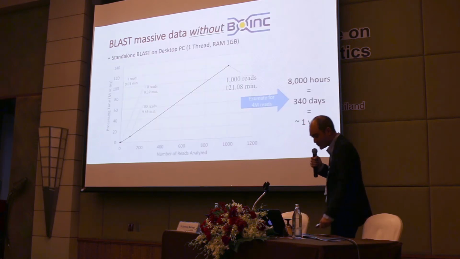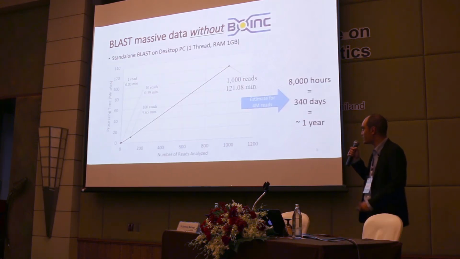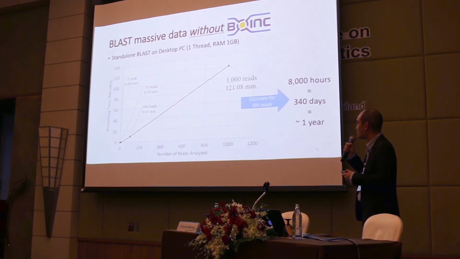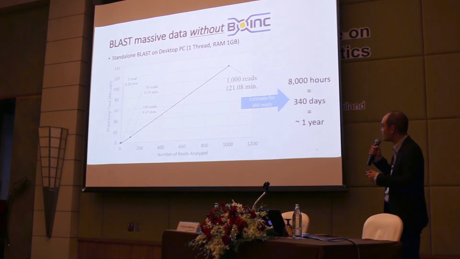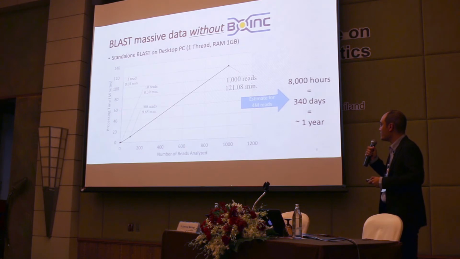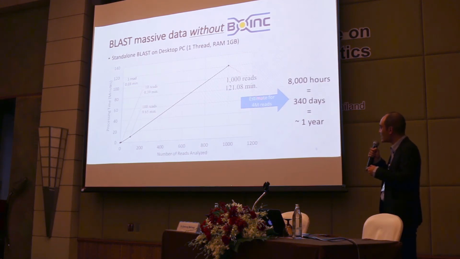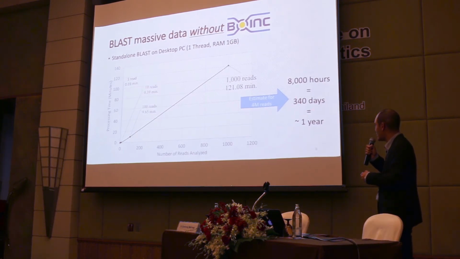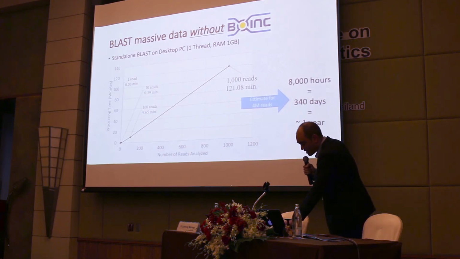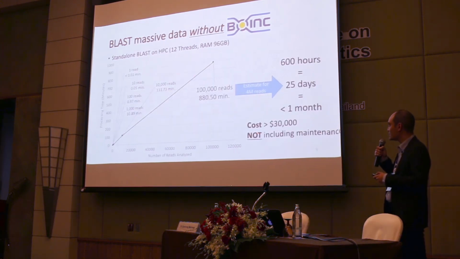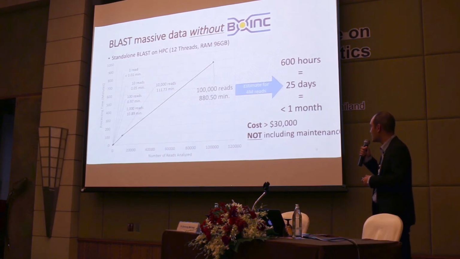So what happens if you use BLAST on your desktop, and we limit our desktop to 1 processing thread with a memory of 1 gigabyte? That is what 1 work unit in BOINC will face. We ran that up to 1,000 reads in triplicate, and we found that it would take about 2 hours to complete this. And if you use that for 4 million reads, you need almost 1 year to complete the project. So for the HPC, we were lucky to borrow one. This is a smaller model, but it still costs more than $30,000, not including maintenance, of course.